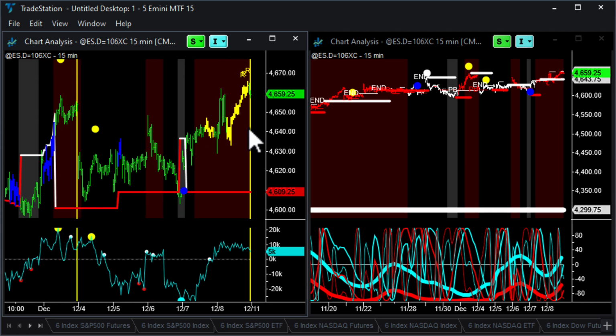I do adjust for the rollover on the futures market by using the equals 106XC because TradeStation, I think, rolls data on the wrong date. It rolls a day earlier where the volume is still going through the old contract, and so I choose to delay it by a day.